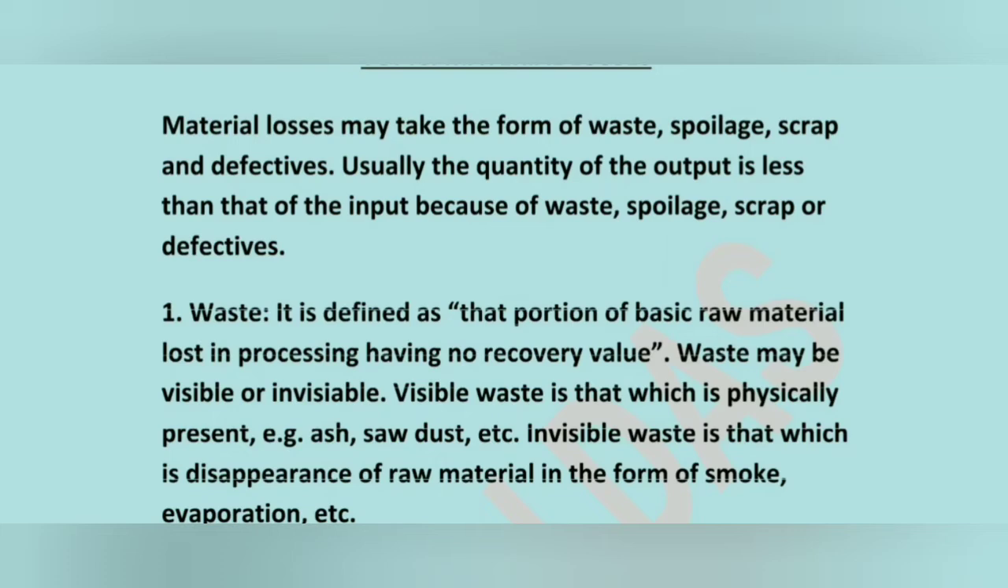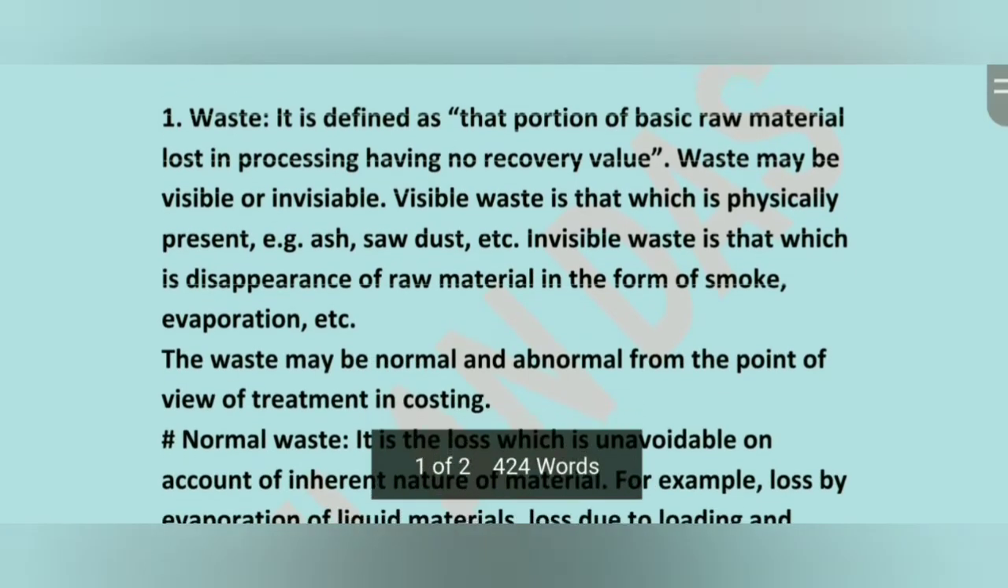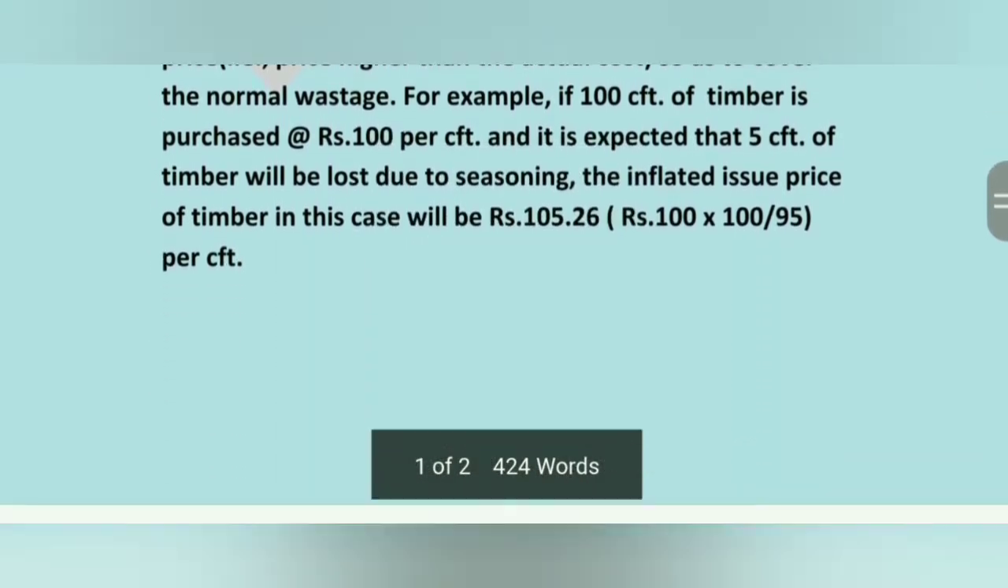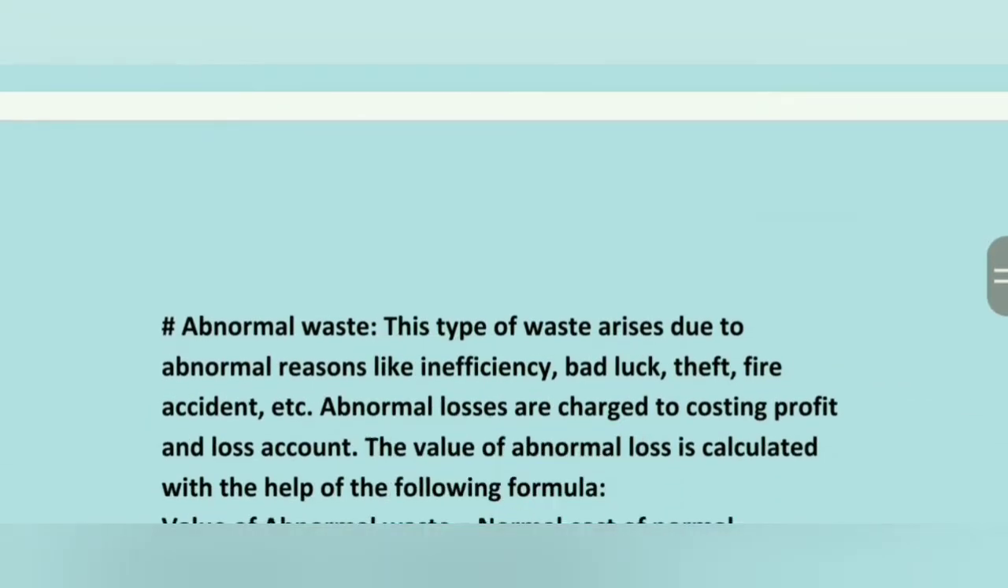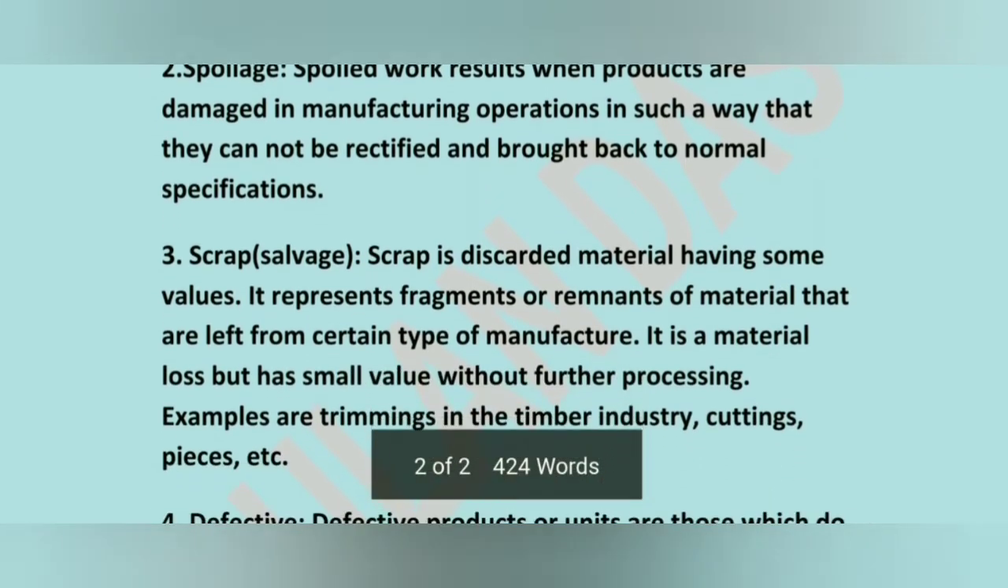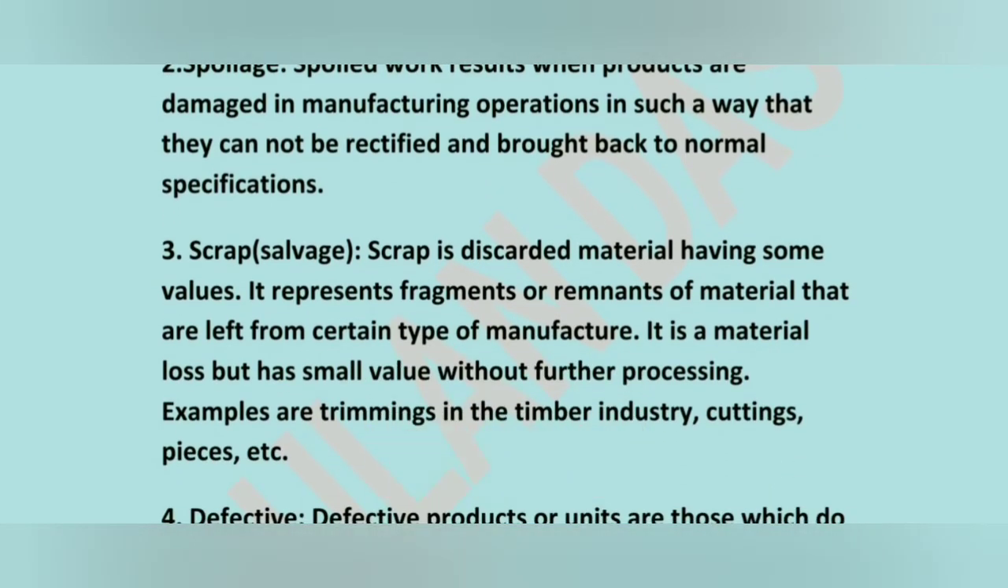Next point, students, spoilage. Abnormal and normal loss, you understood, right? So the next point is spoilage. What is meant by spoilage? Spoilage is that raw material that goes into the process, meaning labor and overhead have started in it.